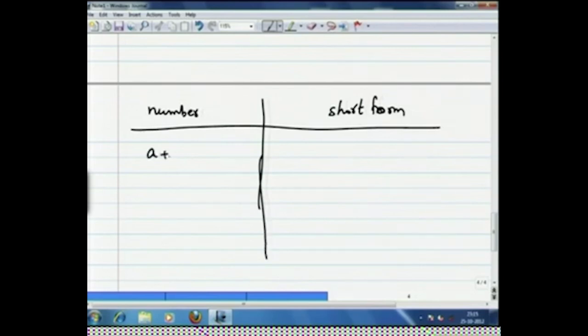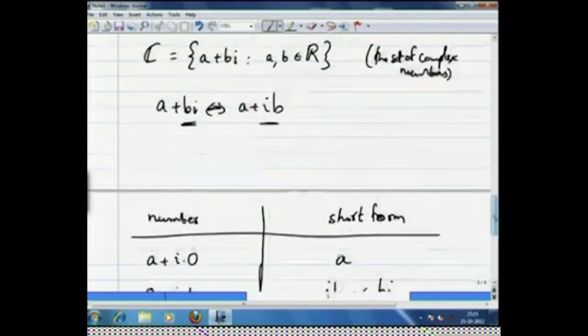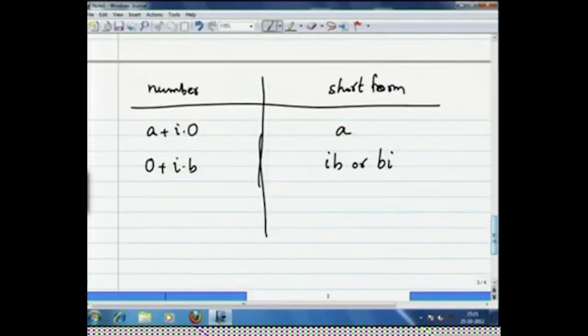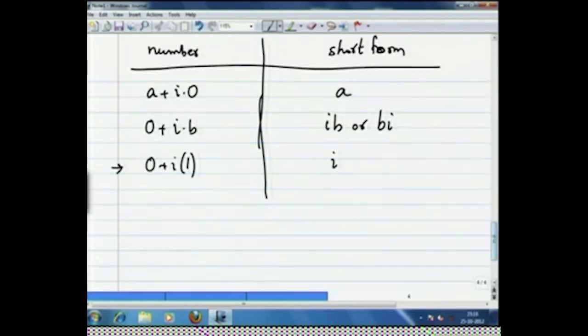A number of the form a plus I times 0 is often written just a. So, if I just write a real number a and call it a complex number, I am referring to the complex number a plus I times 0. And a number of the form 0 plus I times b is often written as I b or b I. And then 0 plus I times 1 is often written as I simply. This is a specific complex number, not a number of the form. I write it as I.